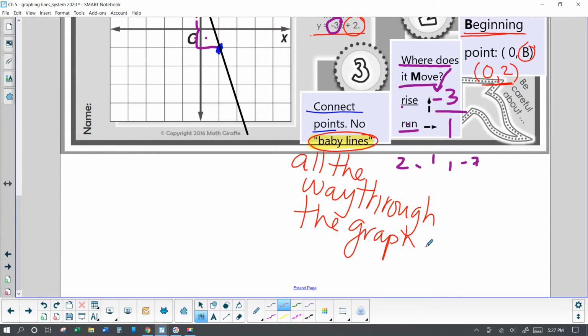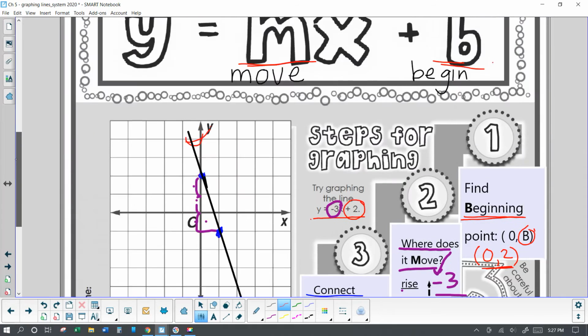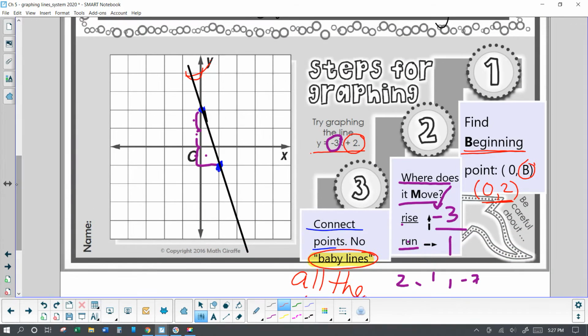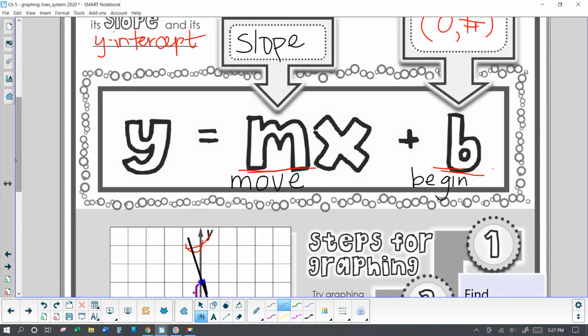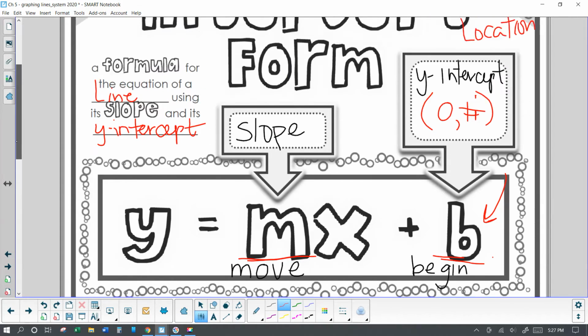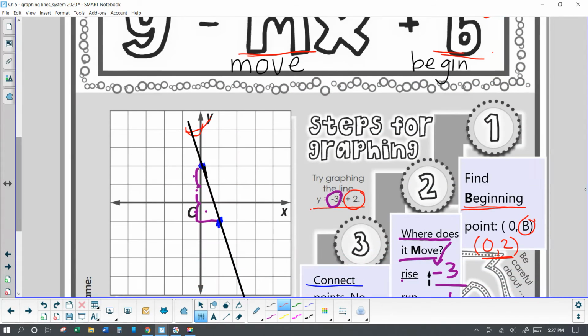Okay, so let's just recap really quick the steps that we did. I found my y-intercept, the b value in my equation, and here it is. It's this number right here, right? Whatever that number is, that's my beginning point. That's my b value. I find it's also my y-intercept, so it should be on the y-axis. I find my y-intercept, and I start there as a point, a location on the graph.